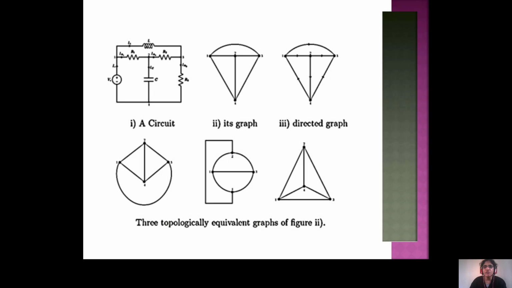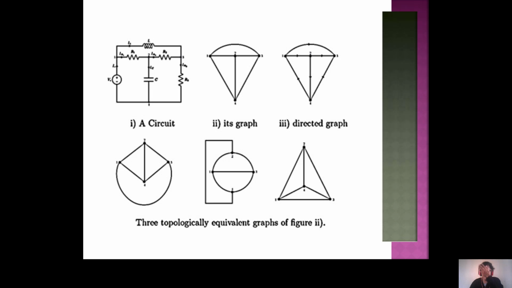Next you have to convert it in the form of a graph. For 1 to 2 there is a resistor, so simply draw a line. And 2 to 3 also there is another resistor, simply draw a line. And 2 to 4 there is a capacitance, so simply draw a line. And 3 to 4 also there is a resistor, so draw a line. And 1 to 3 there is an inductor, simply draw a line.